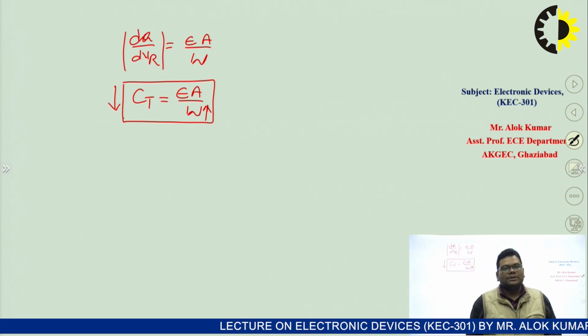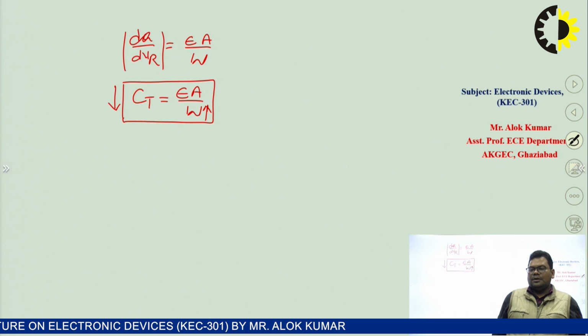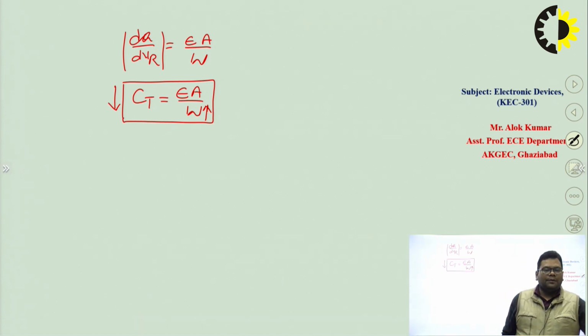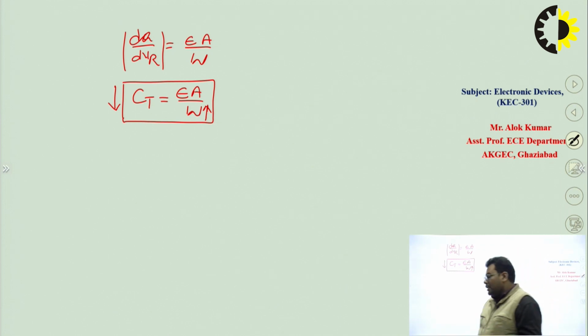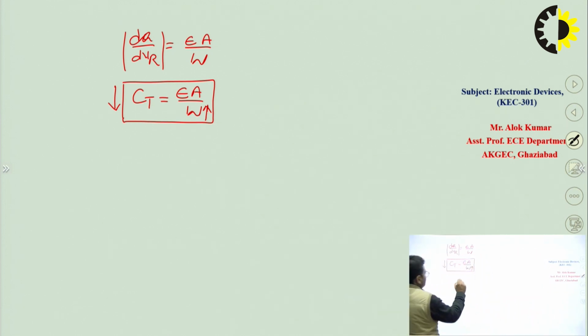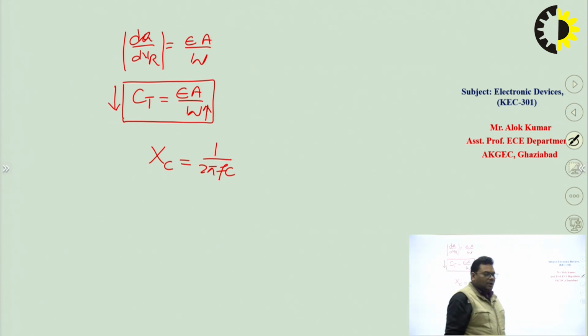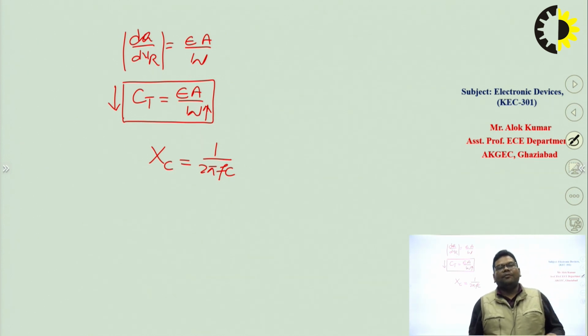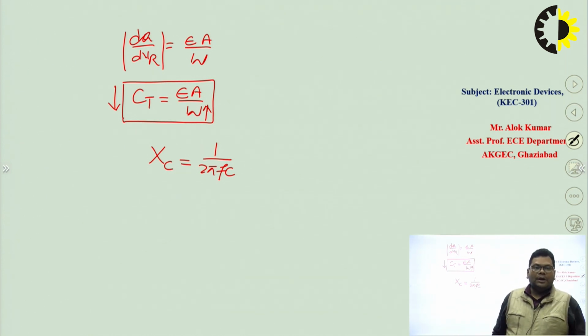The transition capacitance, or the diffusion capacitance, is active only at higher frequencies, because of the impedance of the capacitor. XC is equal to 1 upon 2 pi FC. We are familiar with this equation. At lower frequencies, XC will behave like an open circuit, and for higher frequencies, there will be a finite value of XC.